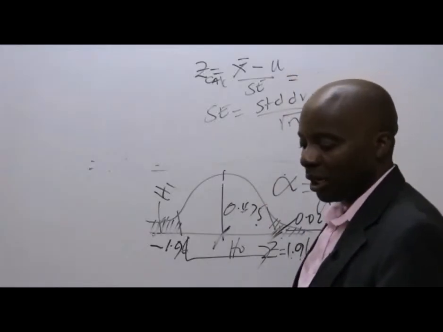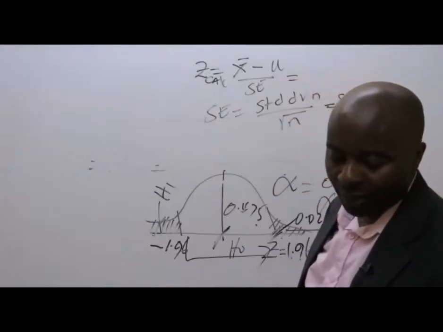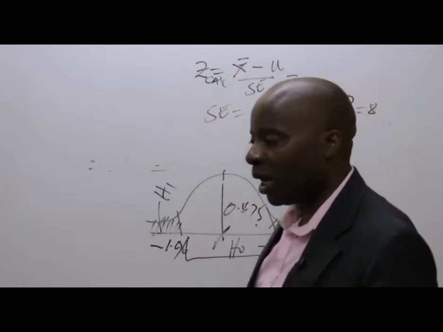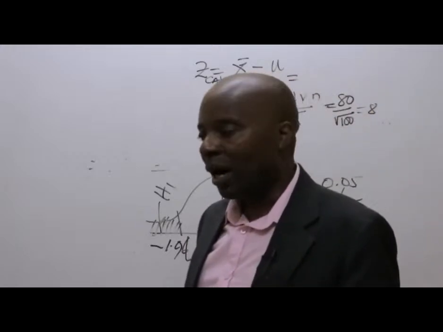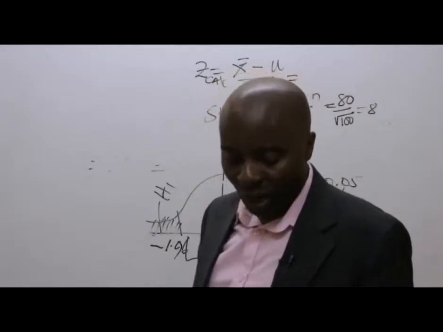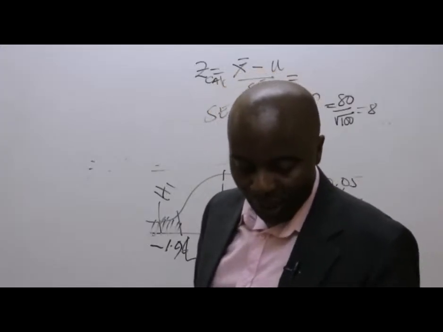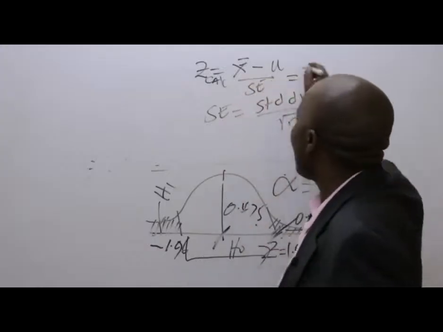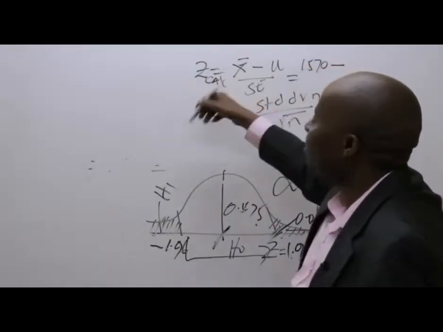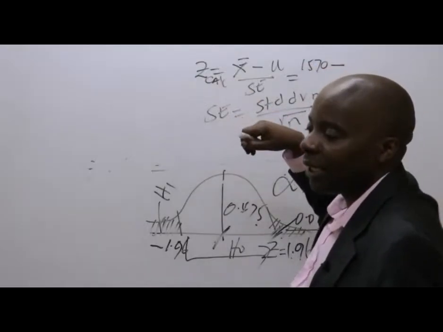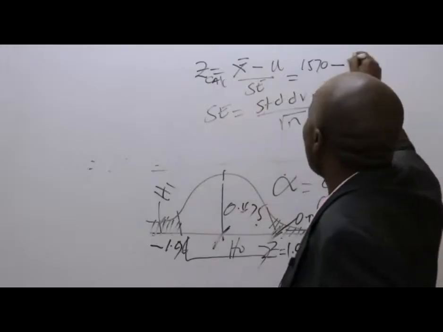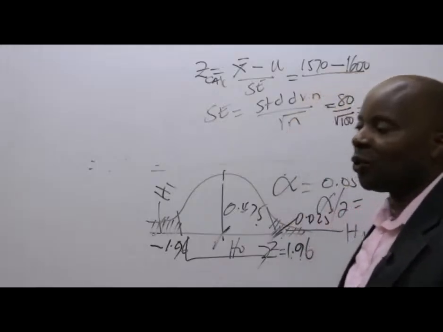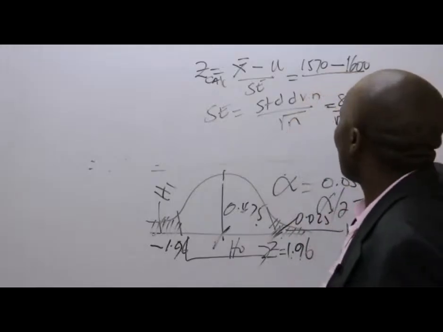So X bar, what is our X bar? Please write somewhere that X bar is the sample mean. Our X bar, the sample mean that we sampled, is 1570. So we have 1570 minus mu, the population mean being tested, which is 1600, all over the standard error that you got correctly, which is 8.